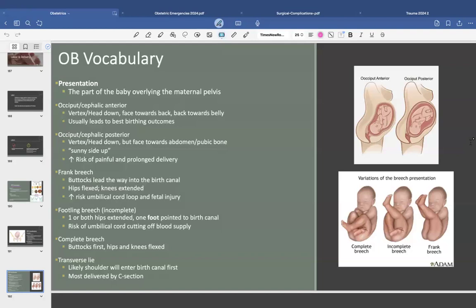Footling breech: 1 foot pointing toward the birth canal. This is another breech presentation. One or both of the hips are flexed and 1 foot is pointing towards the birth canal. You see that one little leg raised. These babies are at a risk for the umbilical cord cutting off their blood supply. The least common of the three is complete breech, where this little baby looks like he's going to do a cannonball. Butt first, hips and knees flexed, he is ready to go. So complete breech is the least common of the three.